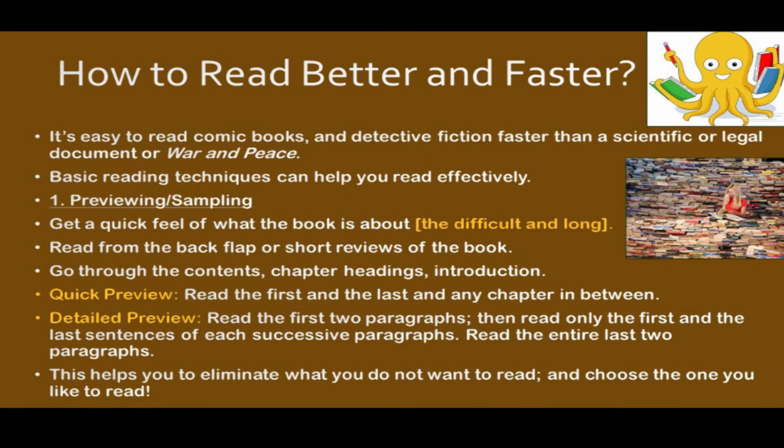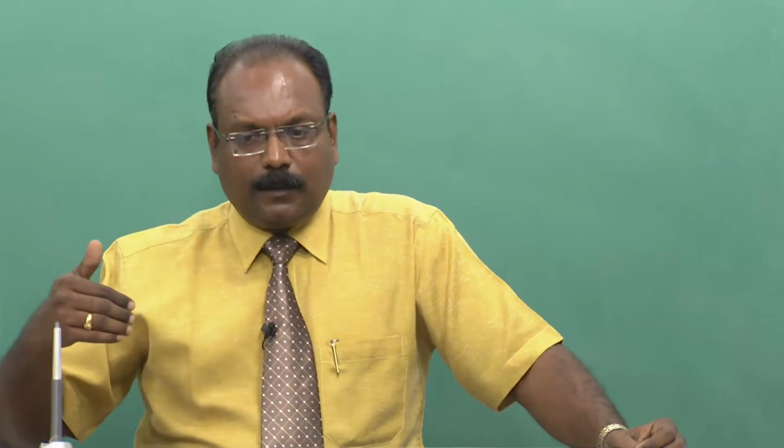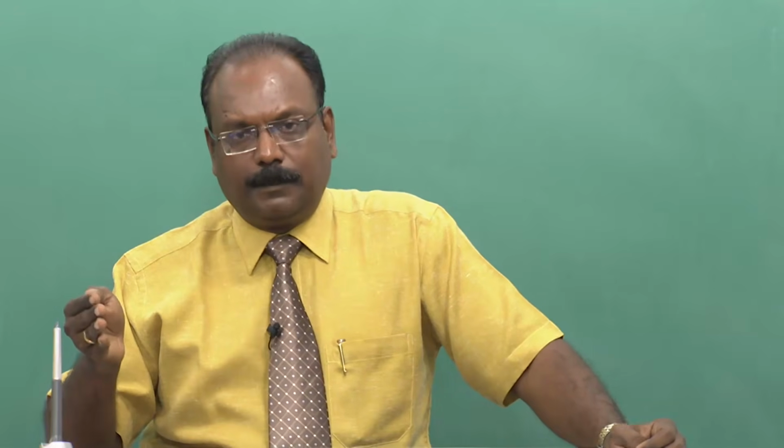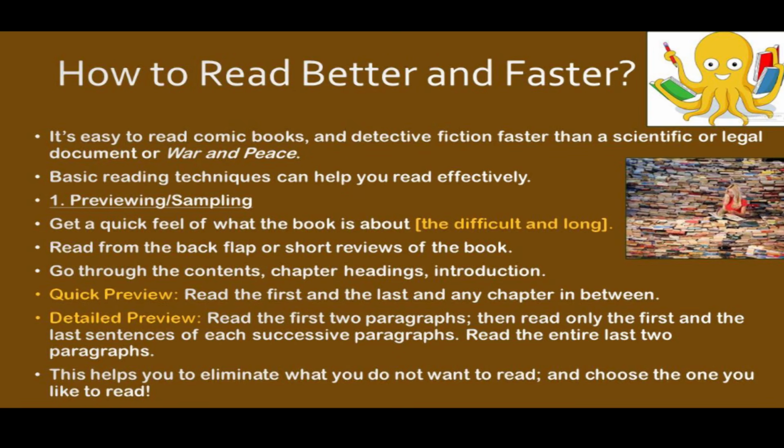In each chapter, the first two paragraphs are read, and after that, the first line and the last line of the following paragraphs, and then when the chapter is about to end, read the last two paragraphs. Then go to the next chapter, read the first two paragraphs and read only the first and the last sentence of each successive paragraph, and read the entire last two paragraphs. Then go to the next chapter. Now, in this way you get a detailed preview.